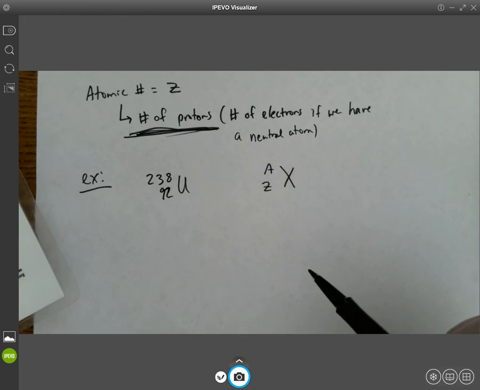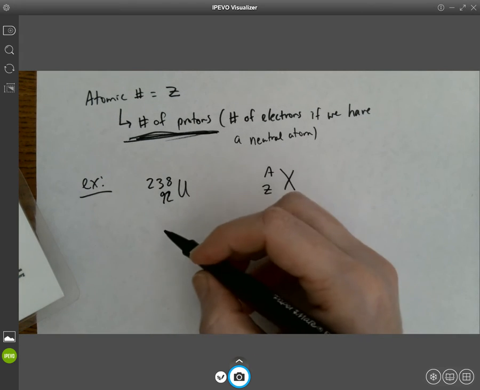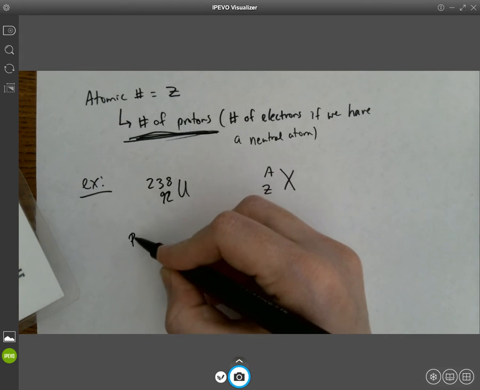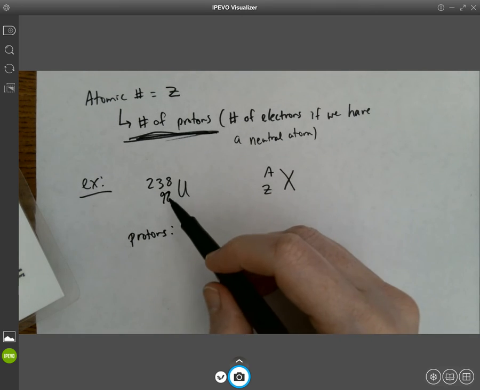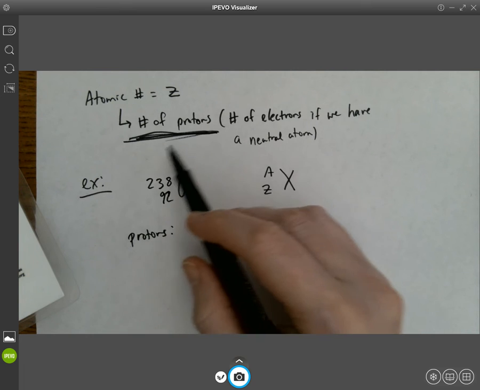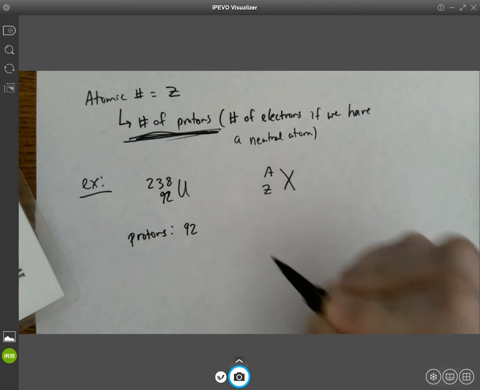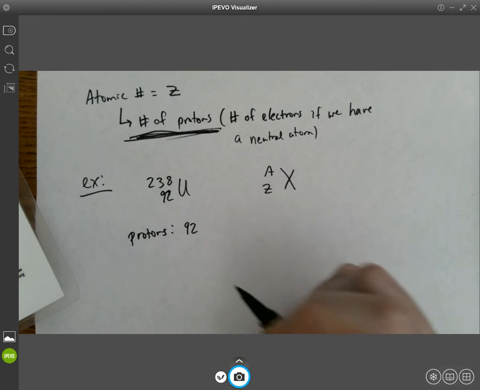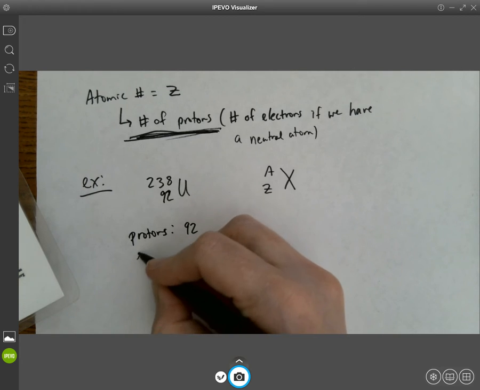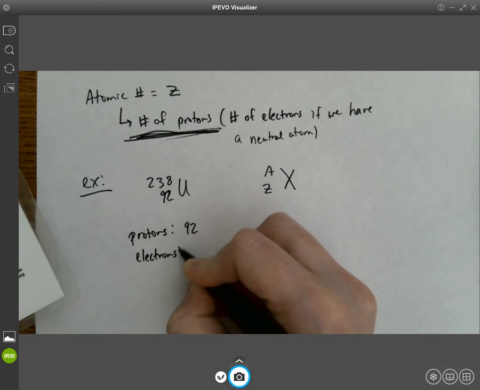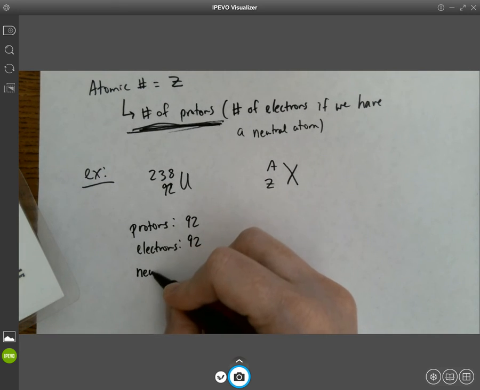So let's find the number of protons, neutrons, and electrons. So let's do protons first. Okay, so number of protons, that should be pretty easy. That's going to be the atomic number, since that is the number of protons. So that's 92. So 92 protons. Now electrons, since this is a neutral atom, it will be the same in this case. 92.